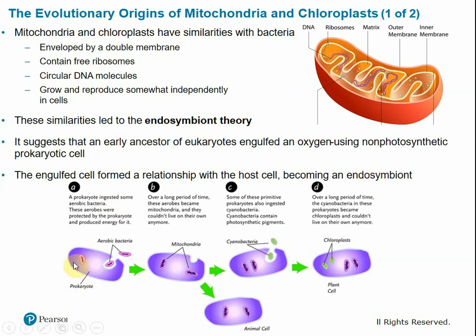We have a large prokaryotic cell that ingests a smaller aerobic, oxygen-using bacteria. The small bacteria gains a safe place to live, right? Doesn't have to worry about getting eaten, has some nutrients provided for it. The larger prokaryote is going to obtain ATP energy from the smaller one. Over a long period of time, they became the mitochondria, and they couldn't live on their own anymore. So they just became a part of the larger cell.